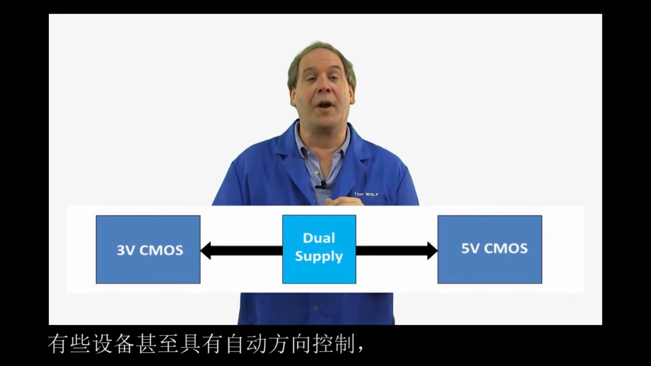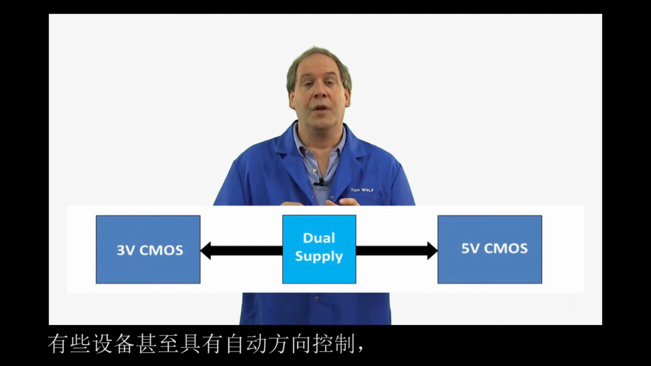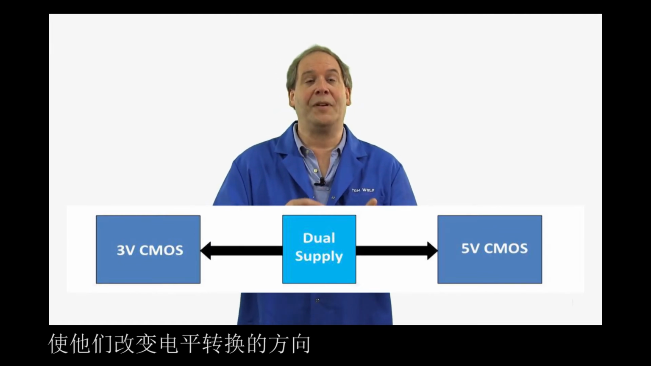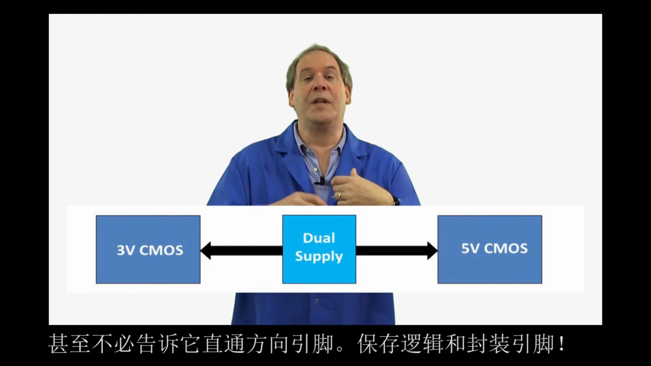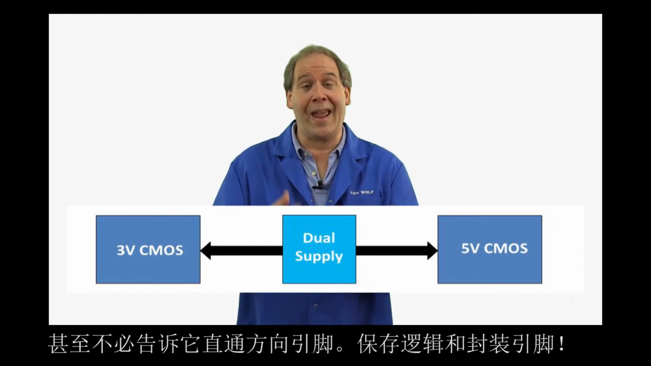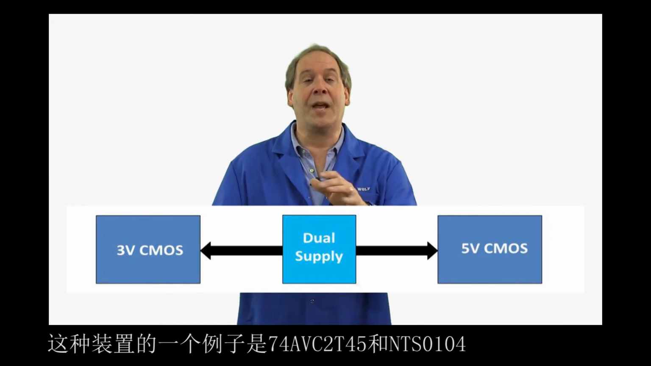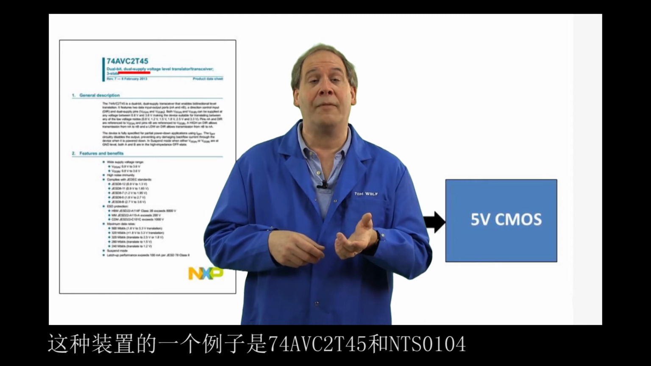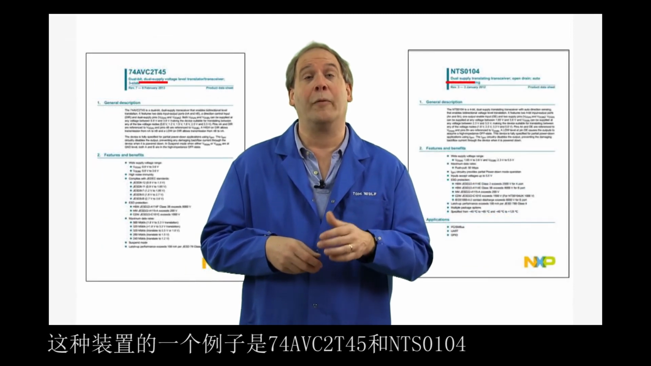Some devices even have an automatic direction control, so that they can change the direction of the translation without having to tell it through a direction pin. This means that you can reduce the pin numbers, and it saves logic and package cost. An example of this device would be the 74AVC2T45 or the NTS0104.